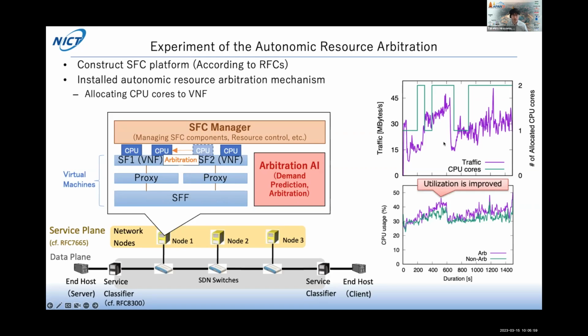The figure shows one of the experimental results of resource arbitration. In this case, the number of allocated CPU cores is increasing as traffic demand changes. As a result of arbitration, CPU usage is slightly improved compared to the non-arbitration case.